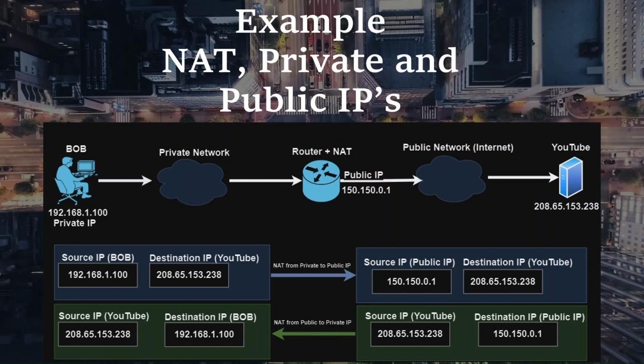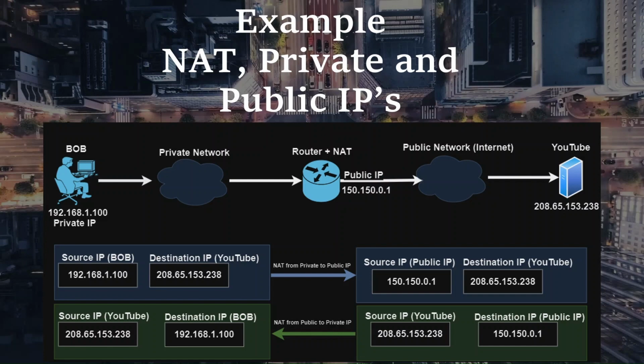If not, it'll ask its neighboring routers or its own default gateway, which can be the ISP's router, which is over in the public network. When the route is found, either in its own routing table or other routers' routing tables, it will then translate Bob's private IP address to his public IP address, so Bob can get to YouTube on the internet.